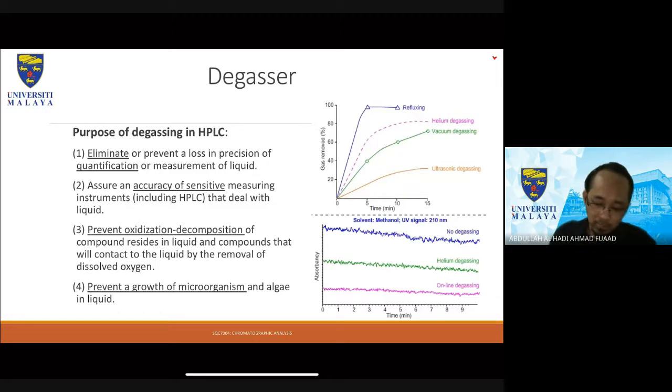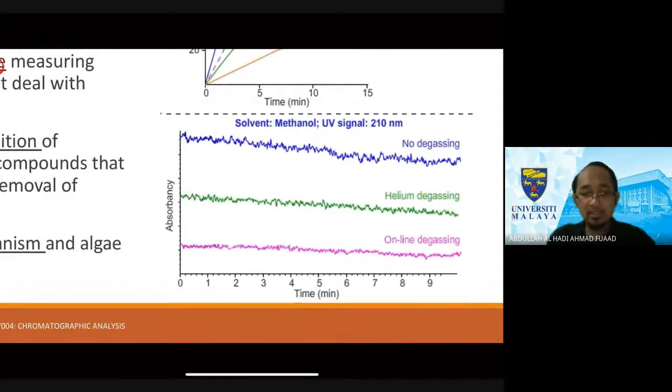Again, when you're talking about accuracy or sensitivity of measuring instrument, if you look at the bottom right hand side, these are an example, real life data on the differences between no degassing system, helium degassing, or online degassing, where the solvent itself is methanol. Okay, so you can see the baseline for a non-degassing system is higher compared to if you actually degas it. Of course, online degassing is the best, but also it's the most expensive.